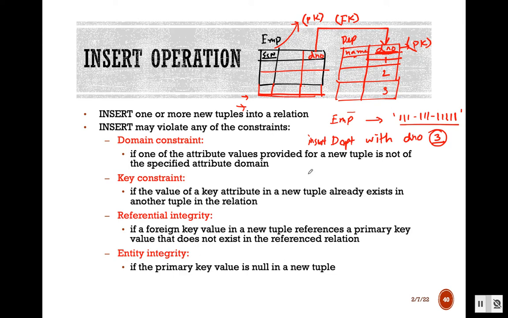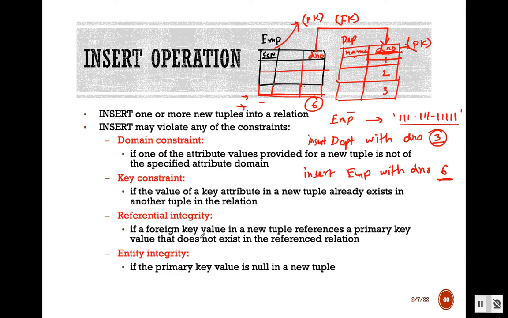Now let's say I'm trying to insert an employee with DNO 6. What does that mean? Your database will think that this employee is working in department 6, but department 6 is not in your company. So that must be a wrong department, that must be wrong data. It should not be there. So that will violate the referential integrity constraint.